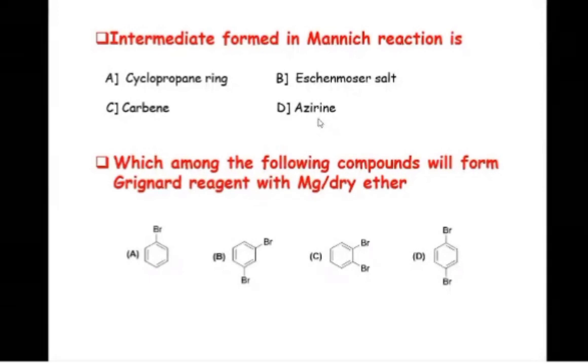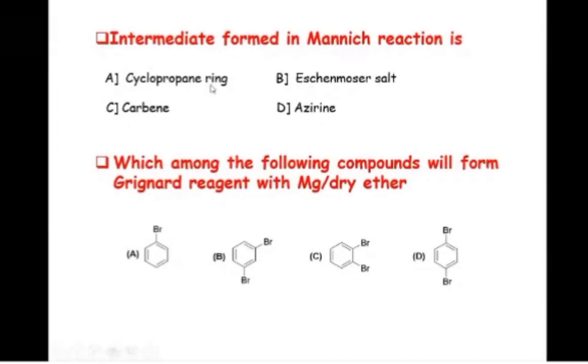Correct. Neber rearrangement gives the azirine intermediate. But see, how does the azirine intermediate form? See, the tosyl derivative of ketoximes, which are having an alpha hydrogen atom, on reaction with the base, formation of azirine intermediate takes place, and that azirine intermediate on acid hydrolysis gives an alpha amino ketone. That is the Neber rearrangement. Okay, so in Mannich reaction, no azirine.